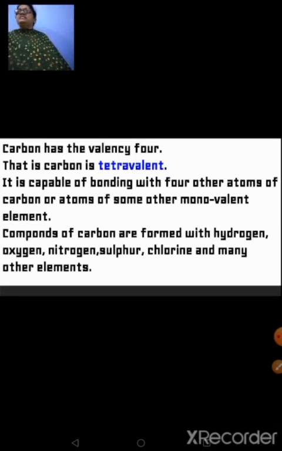Next is tetravalent, meaning it has valency 4. So the 4 electrons present in the outermost shell of the carbon atom can share electrons with other carbon atoms or with atoms of some other element. These two properties make carbon versatile in nature.